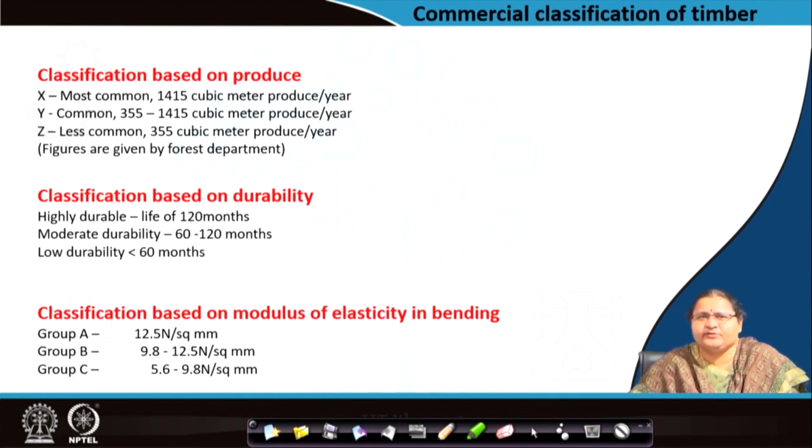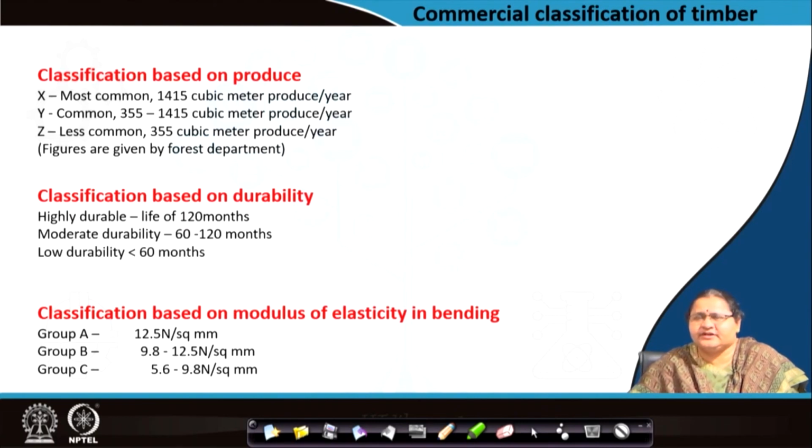Based on durability, you see highly durable timber, that means it is measured through time, 120 months, that is 10 years. Moderate durable, you see 5 years to 10 years, 60 to 120 months, and low durable is less than 60 months. So, it will rot or decay within 5 years.